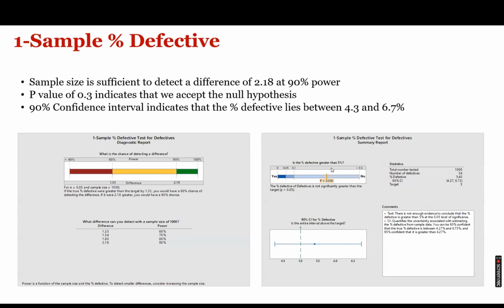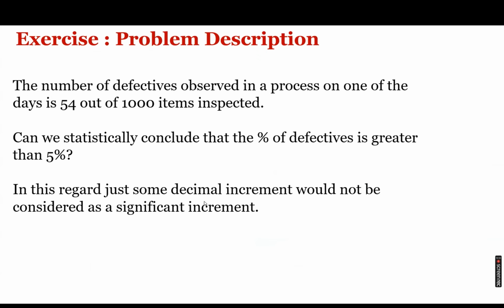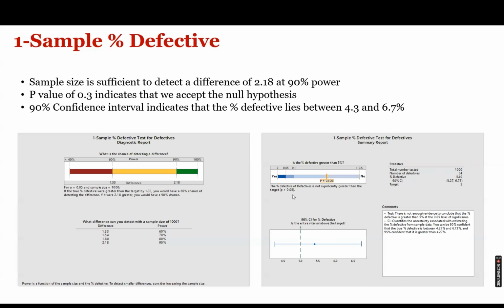We get a p-value which is equal to 0.300. So what was the null hypothesis? That there is no sufficient improvement to the process, increment to the process. That will be your null hypothesis. So after doing the p-value, we accept the null hypothesis, being greater than 0.05. So we accept the null. That means there is really no significant improvement in the process that we say.